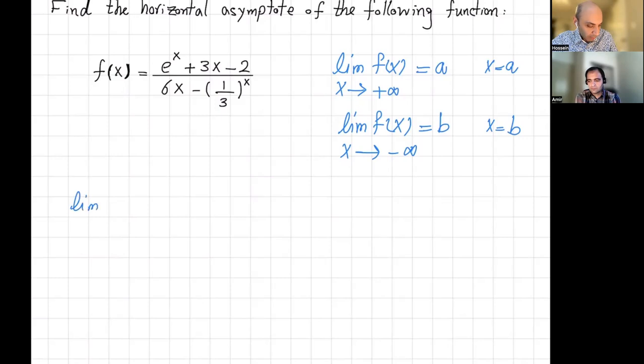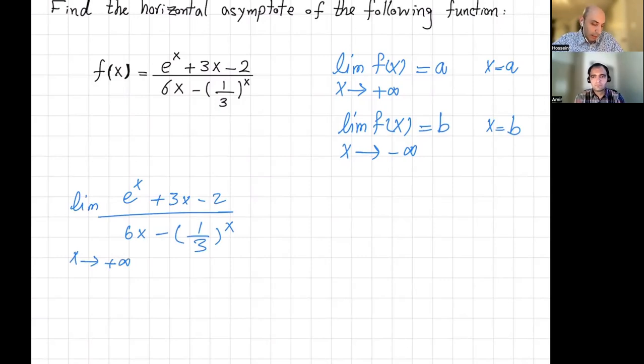So the first limit is the limit of e to the x plus 3x minus 2 over 6x minus 1/3 to the x when x is approaching positive infinity. So on this side, I see a polynomial function, an exponential function. So as a general rule, I know that x to n is less than a to x. X here is a variable, and so this inequality, the relative rate on the left side, is a slower approaching when you increase the x value. So on the right side, a to the power of x has a higher rate, so faster than x to the power of n as a polynomial.